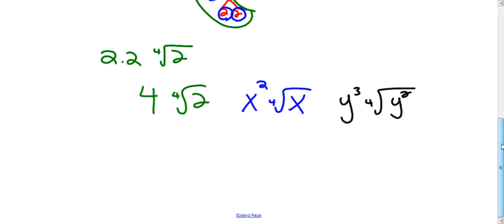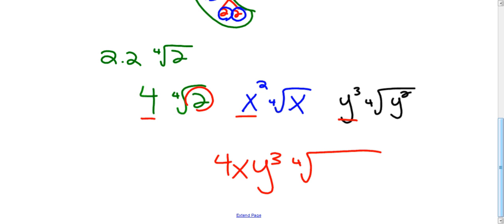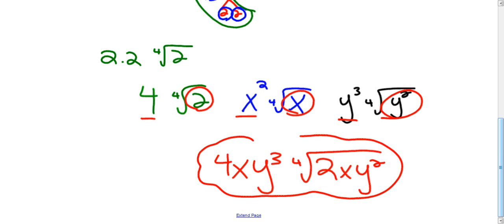Okay, and now we'll take this all and we'll put it all together. Anything on the outside, 4x and y cubed, will come together. And then of course on the inside, I have the 4th root of 2x y squared. Okay, and that's what that one would look like.